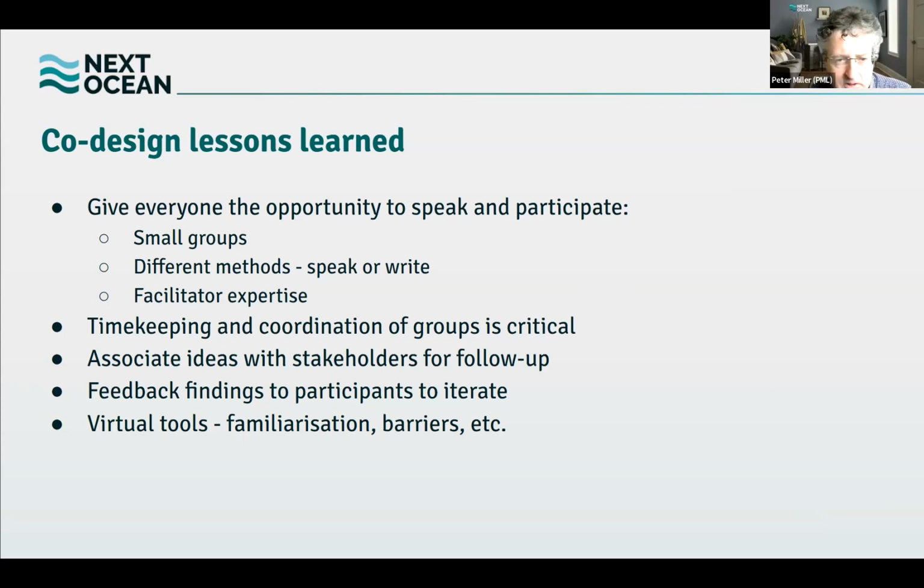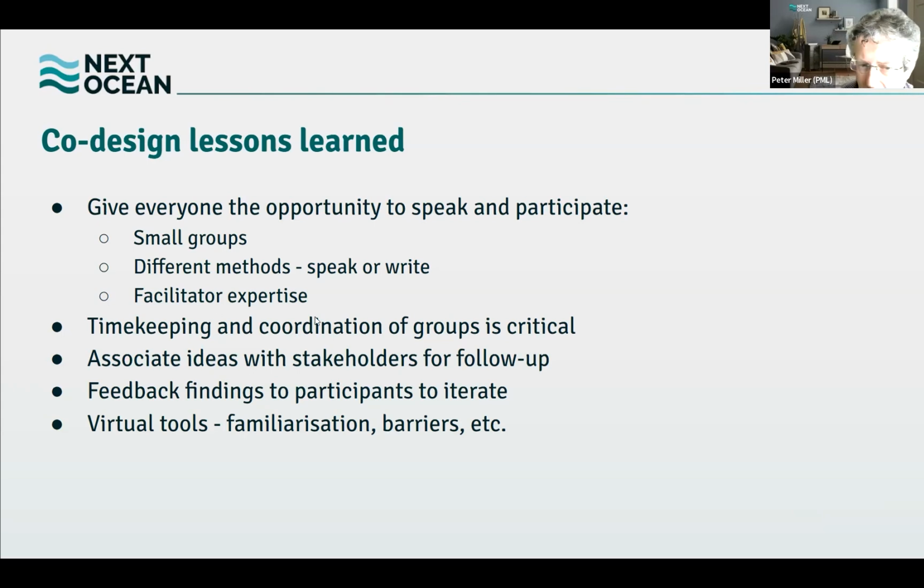So small groups does help with that, and you can use different methods to allow people to speak or to write down the post-it notes. So the facilitators can write down ideas that people just speak, or they can write them themselves. And there's a lot that depends on the expertise of the facilitator to make this happen and to make this a really positive time with the end users.